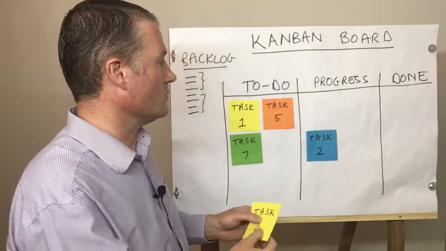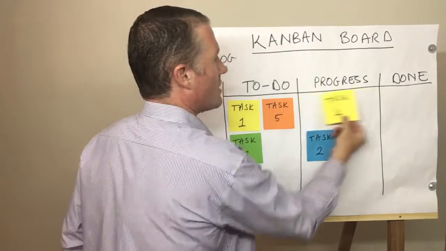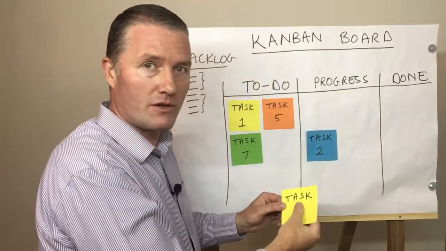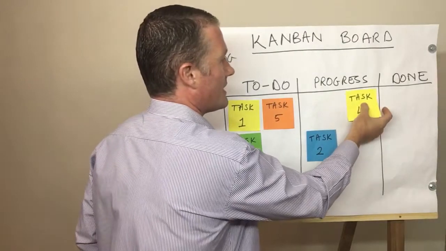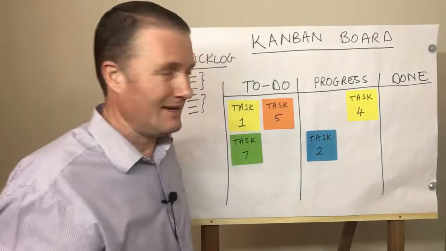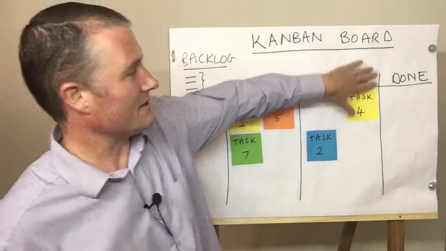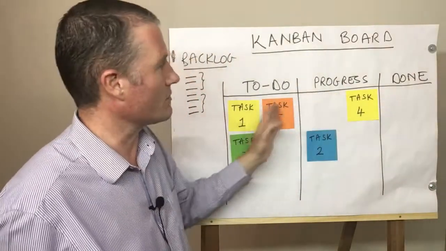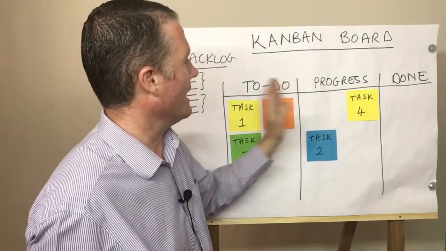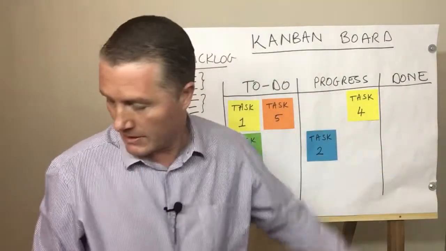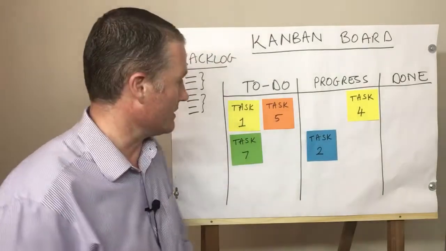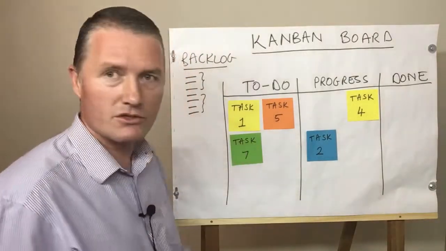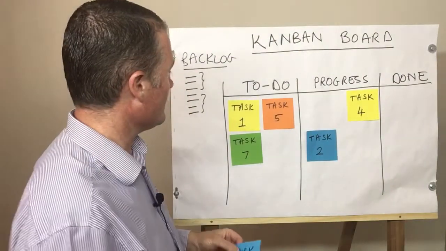Another approach is also to physically move the task within the progress column. So if it's just gone into the progress column, maybe by the time you meet again, it's nearly done, and it's imminent that at some point it's going to move into the done column. And you can visually show that progression of the task from the to-do column into progress, and ultimately and hopefully into done.